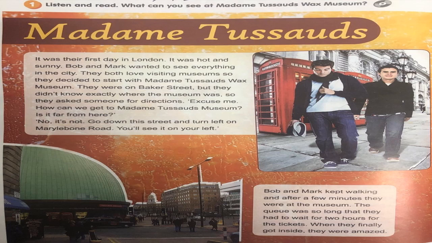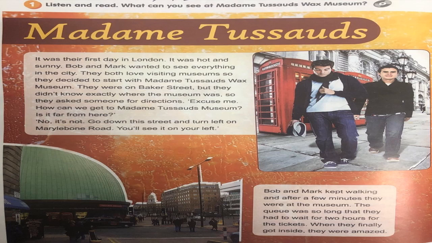Activity 1. Listen and read. What can you see at Madame Tussauds Wax Museum? Madame Tussauds. It was their first day in London. It was hot and sunny. Bob and Mark wanted to see everything in the city. They both love visiting museums, so they decided to start with Madame Tussauds Wax Museum. They were on Baker Street, but they didn't know exactly where the museum was, so they asked someone for directions.